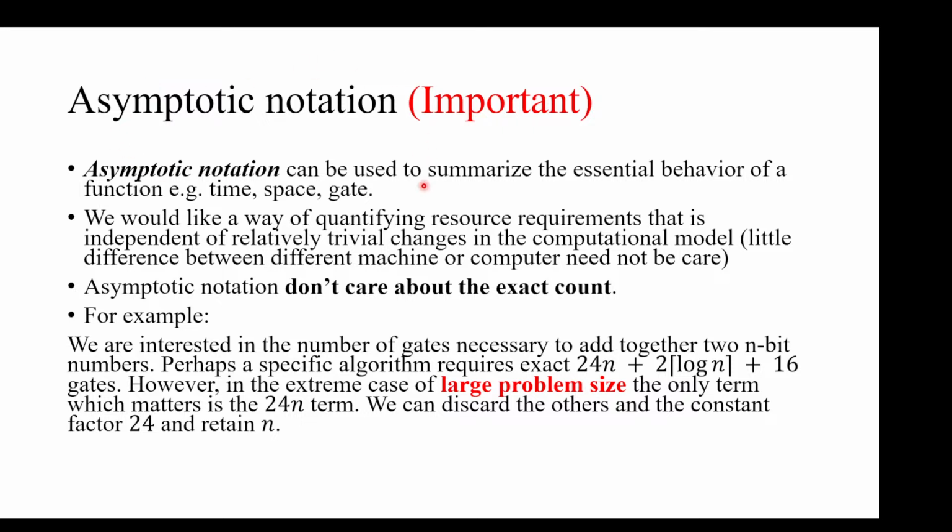So we have those asymptotic notations that signify how things grow. As we said, we want to summarize how the resource requirements grow with your problem size. So you have the time, space, and gates. An example here is that we want to study how the number of gates of your algorithm grows with your input size.